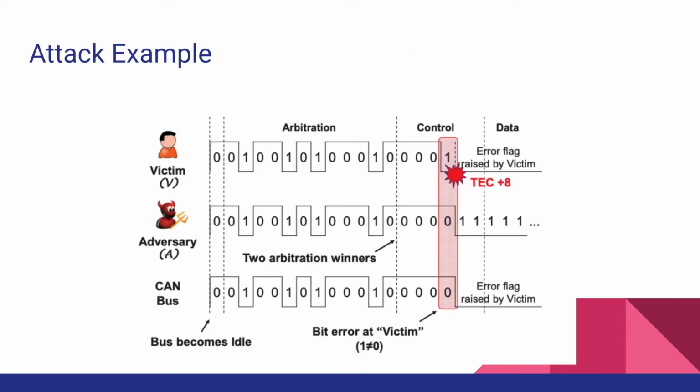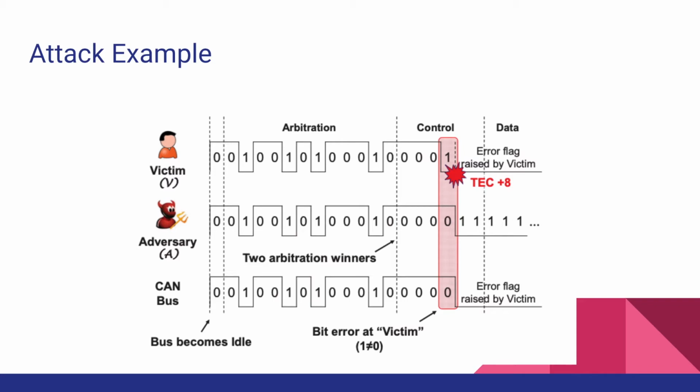So in this example, we have the victim V at the top, adversary A in the middle, and the actual output on the CAN bus at the bottom. Notice how the arbitration period is exactly the same. The adversary is sending the same bits at the same time. Thus, the CAN bus is putting out the one message that applies to both the victim and the adversary. So both nodes think that they are in control and that their message is winning. After the arbitration period is over, the victim thinks, okay, I guess it's my message because that's what I see on the bus.